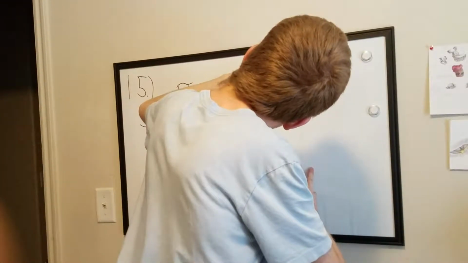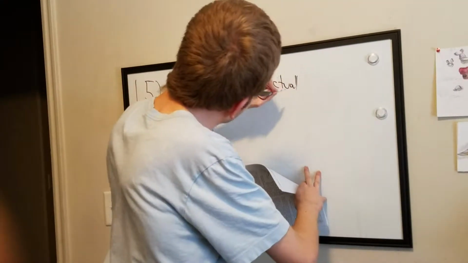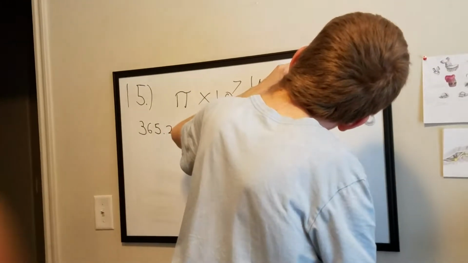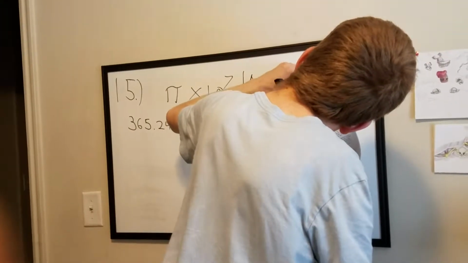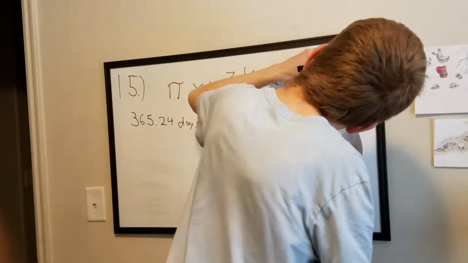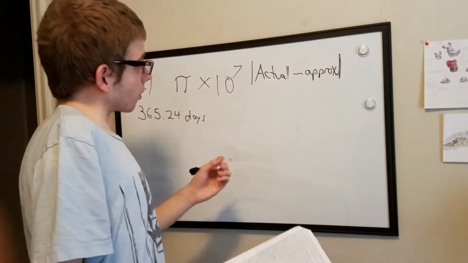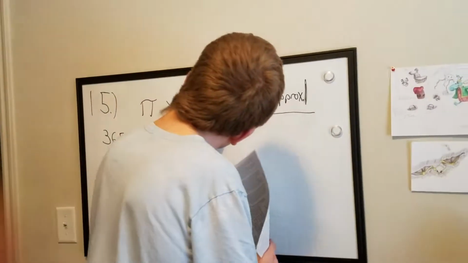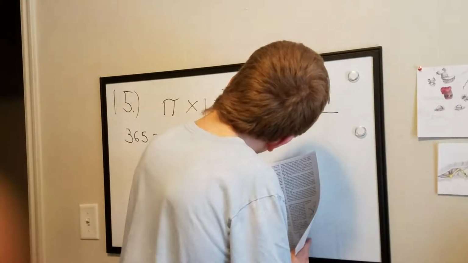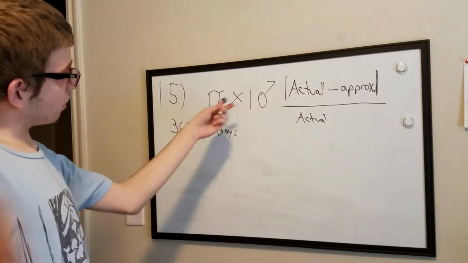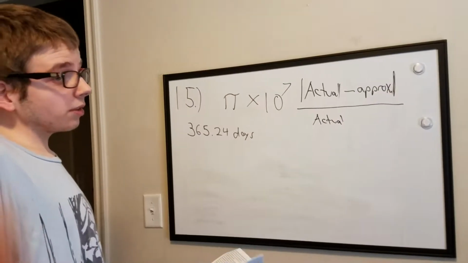the actual value of what you're calculating minus the approximate or measured value of what you're dealing with, and then you divide that over the actual value. Then all we have to do is plug our stuff into this equation.